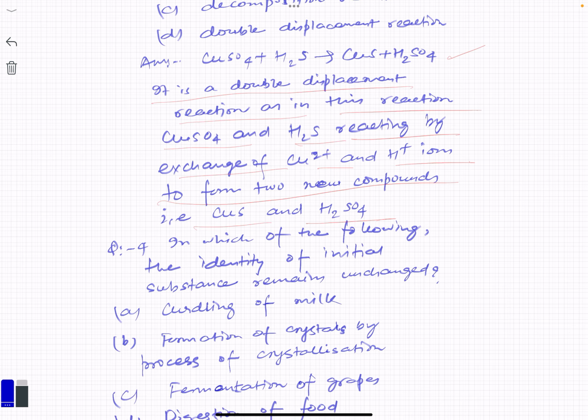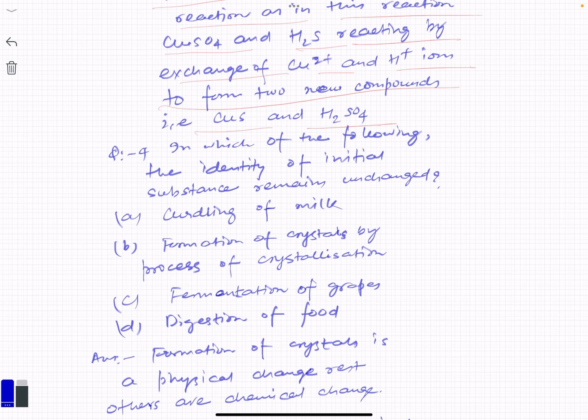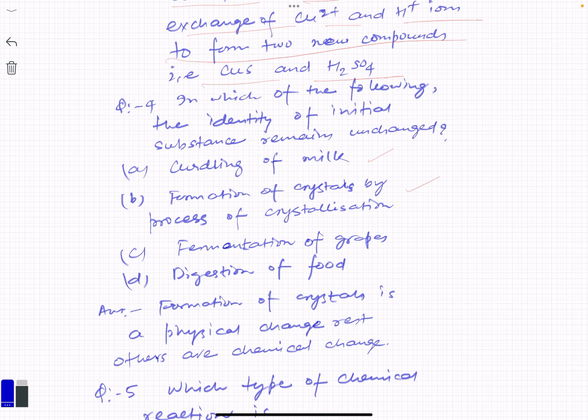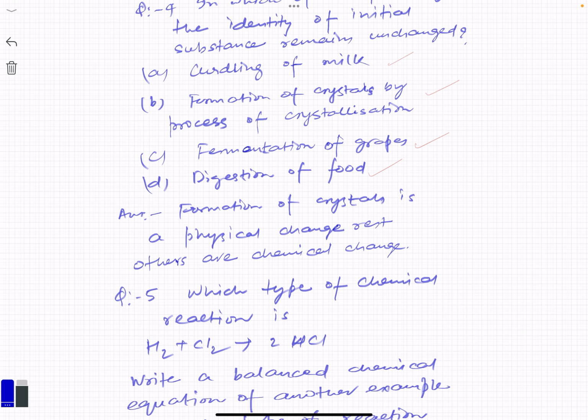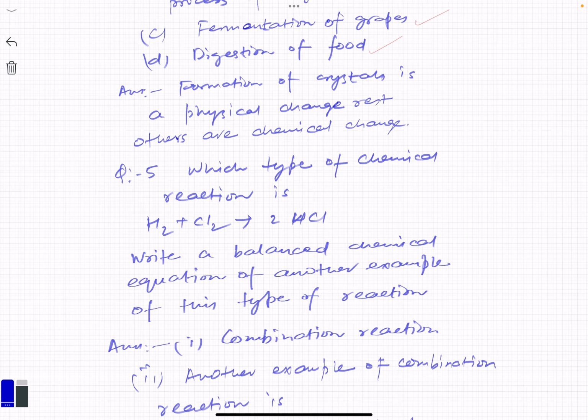Fourth question: in which of the following does the identity of the initial substance remain unchanged? First is curdling of milk, second formation of crystals by the process of crystallization, third fermentation of grapes, fourth digestion of food. The answer is formation of crystals is a physical change, the rest are chemical changes.